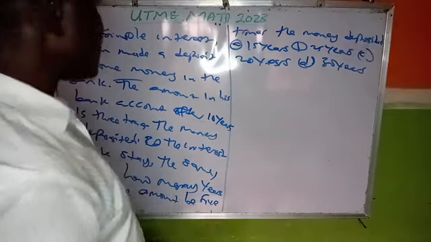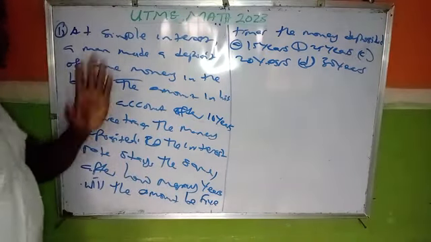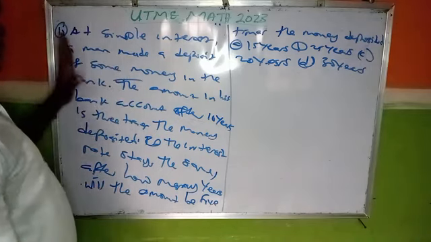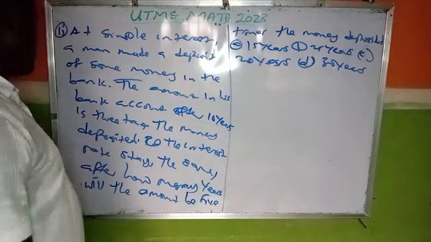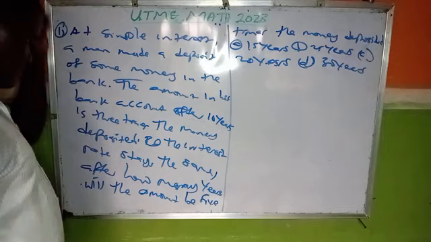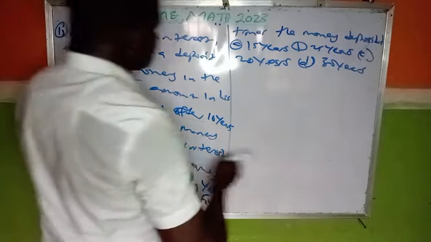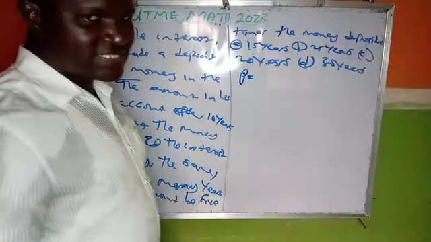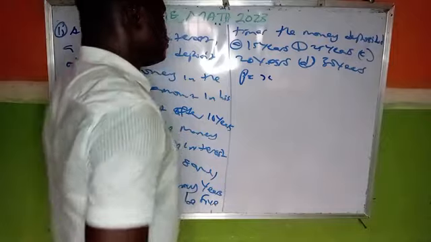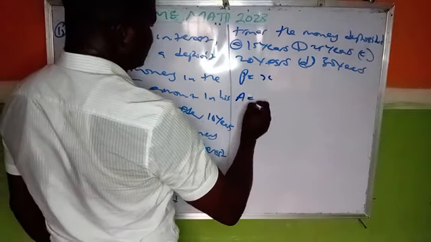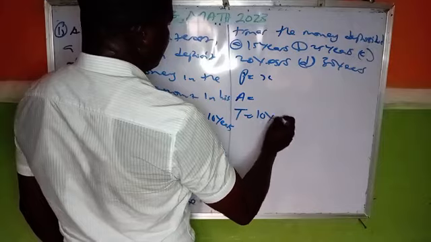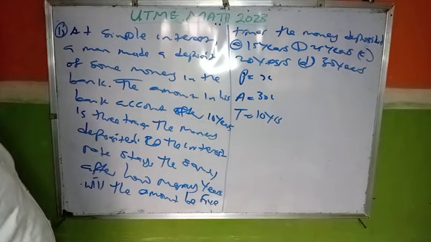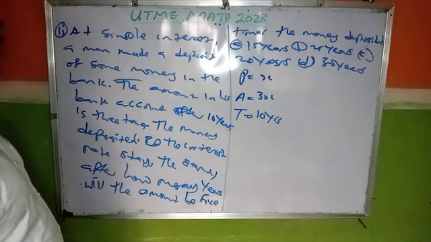Look at this, this is simple interest. Now, see, a simple interest rate, a man made a deposit of some money in the bank. The amount in his bank account after 10 years is 3 times the amount deposited. Look, what happens is, here you have principal. So you can say that let the principal be x. Then the amount after 10 years is 3 times the amount that is deposited. So that's what we have.